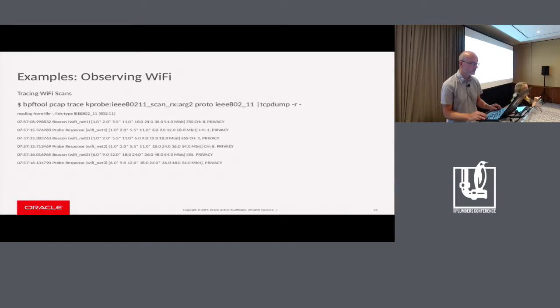The other option is we can actually just pipe. By default, it sends output to standard out, so we can just pipe the output to tcpdump as well. That's an example of tracing a kprobe at one of the Wi-Fi scan functions. So we can see the scan information coming back there.